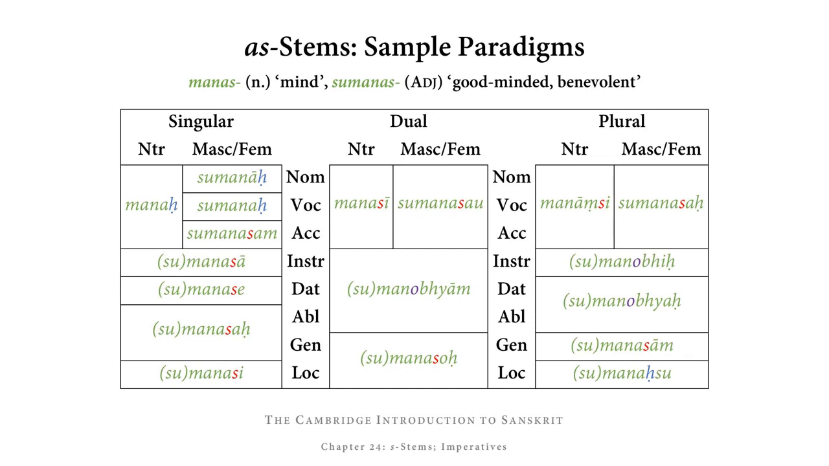And as in many other stems, neuters are different from masculines only in nominative, vocative, and accusative. That means that from the instrumental onwards, we have one set of forms for all three genders, whereas in nominative, vocative, accusative, we have one form for the neuters and another form that is shared by masculine and feminine. First of all, the neuter. Let's look at manas, the noun meaning mind.